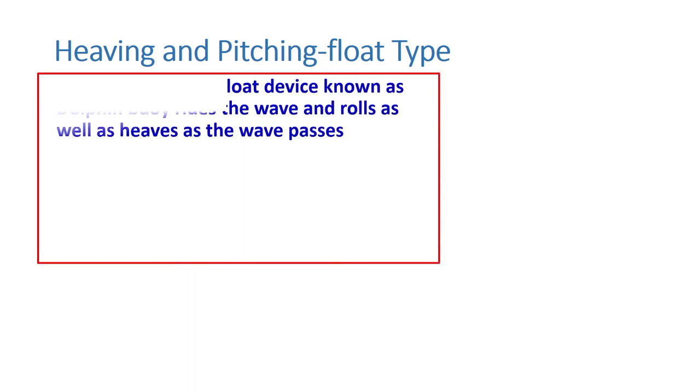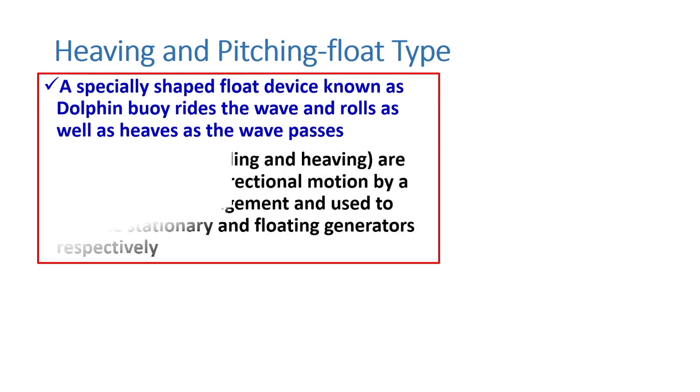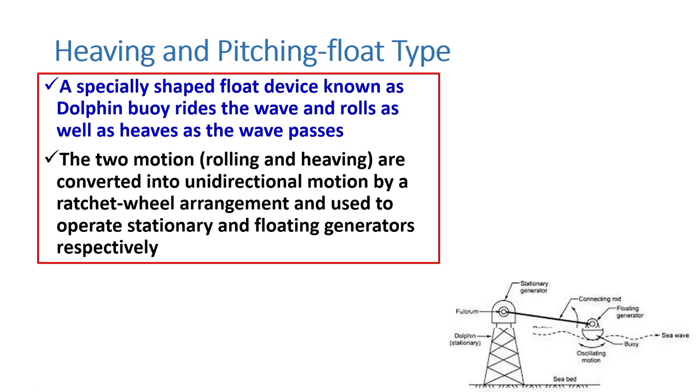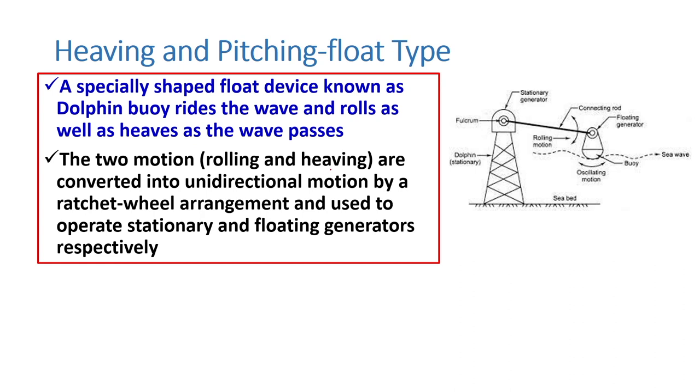We have heaving and pitching float type configurations. Here a special shape float device known as a dolphin buoy rides the wave and rolls as well as heaves as the wave passes. The two motions, rolling and heaving, are converted into unidirectional motion by a ratchet wheel arrangement and used to operate stationary and floating generators respectively. So this is the floating generator and this is the stationary generator.